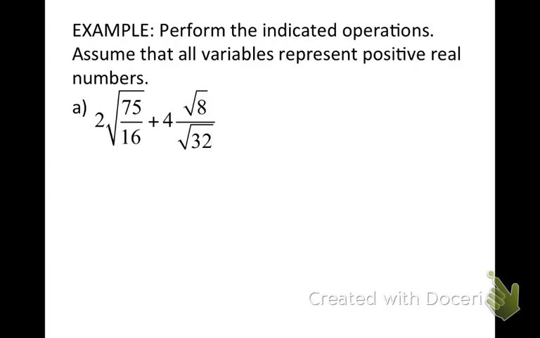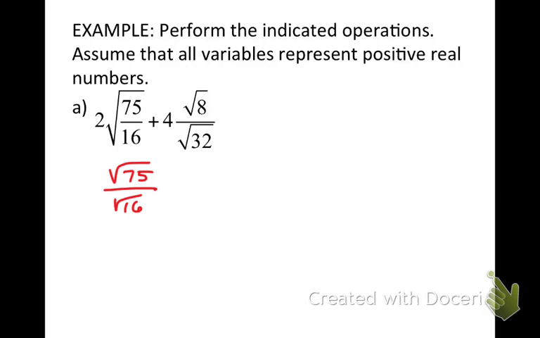Fraction problem number 1. 2 times the square root of 75/16 plus 4 times the square root of 8 over the square root of 32. All right. What do we think a good game plan would be? Well, let's do the first term, ignoring this 2 for now. Whenever we take the square root of a fraction, we take the square root of the numerator and the denominator individually. So the square root of 75 over the square root of 16.